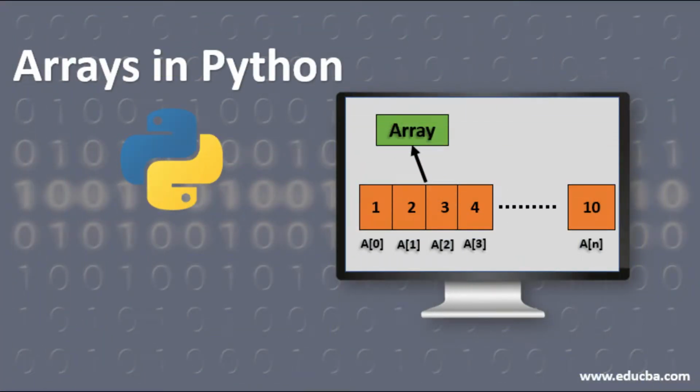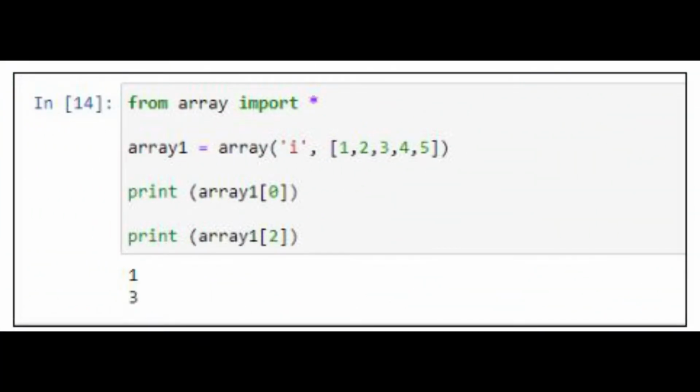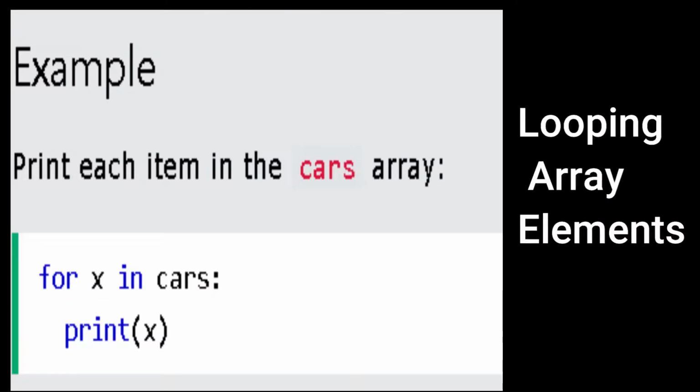What is an array? An array is a special variable, which can hold more than one value at a time. An array can hold many values under a single name, and you can access the values by referring to an index number. Looping array elements. You can use the for loop to loop through all the elements of an array.